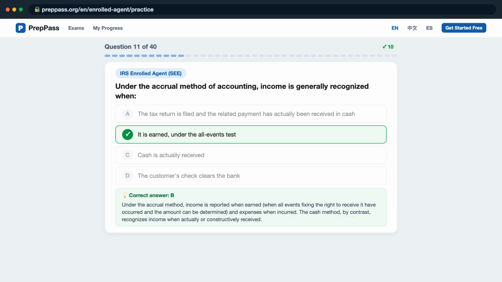Under the accrual method, income is reported when earned, when all events fixing the right to receive it have occurred and the amount can be determined, and expenses when incurred. The cash method, by contrast, recognizes income when actually or constructively received.